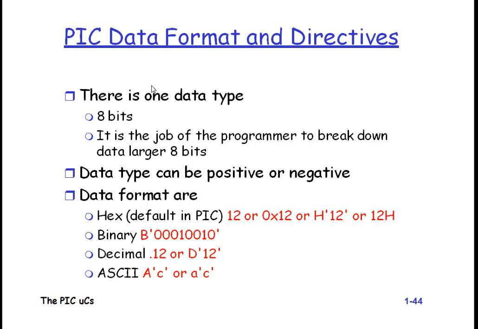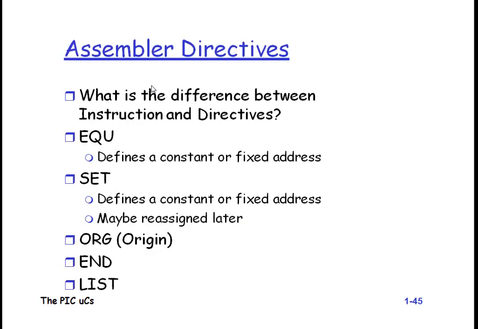PIC data format, as we also discussed last time, will be 8-bit. So data formats are like hexadecimal, binary, decimal, and ASCII form. So we will convert into the desired or required form. There are some assembler directives. So what is the difference between instructions and directives? It defines constants or fixed addresses. So set defines a constant or fixed address. It may be reassigned later.